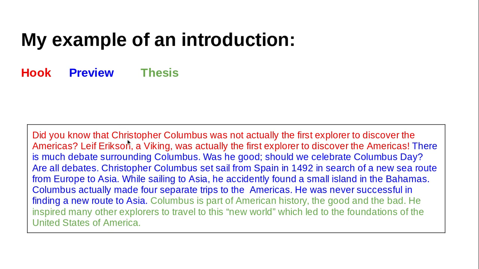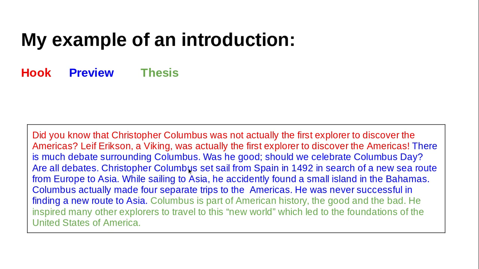You can see in my hook, I started with a question. Did you know that Christopher Columbus was not actually the first explorer to discover the Americas? Some people know that, some people don't. So if the reader doesn't know that, they're going to be hooked right away. Leif Erikson was actually the first explorer to discover the Americas.